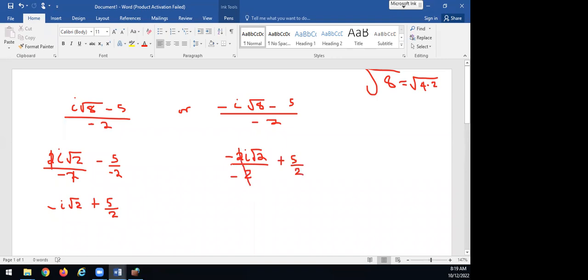Now, these are going to cancel. The negative will also cancel. And so that's just i root 2 plus 5 over 2. If you were to simplify, that's what you would have. Do we have any questions?